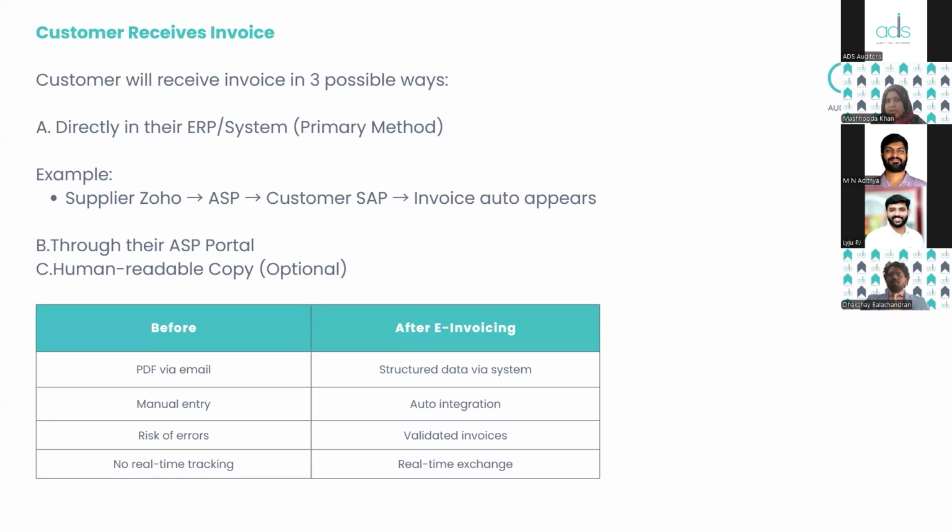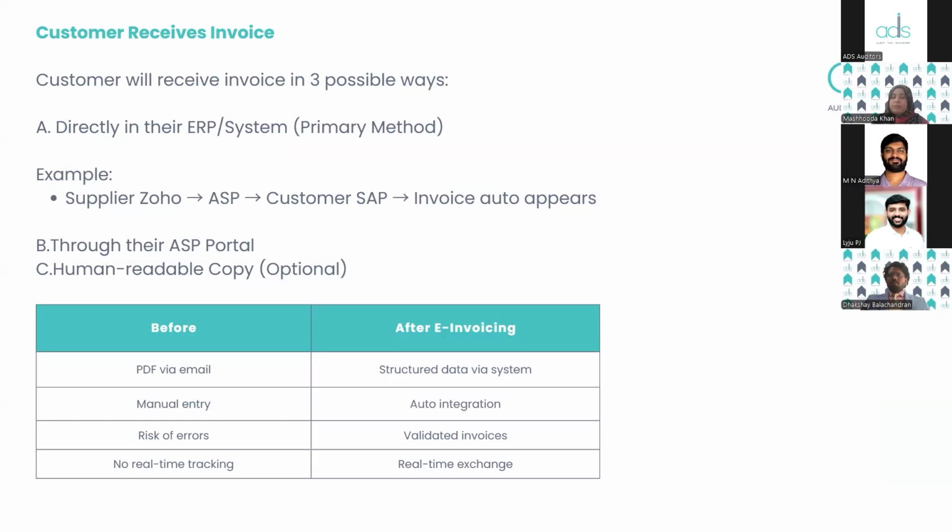Supplier is Zoho, ASP is there which comes in between, and the customer is SAP. So the invoice will appear in the customer's SAP. The second method of getting the invoice would be through their ASP portal. Every business would have the ASP portal, which will have a record of all the invoices being issued to them. From there also the customer can view the invoice. Third would be the human readable copy. This is an option which would be available to the customers.